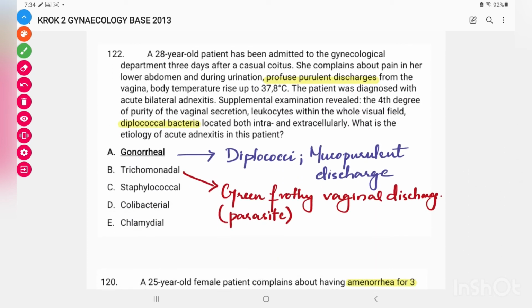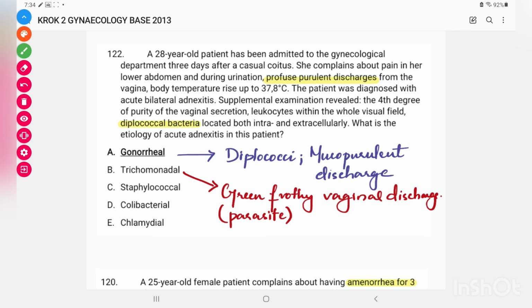Now, a 28-year-old patient had been admitted to the gynecological department 3 days after a casual coitus. She complains about pain in her lower abdomen and during urination. Profuse purulent discharges from the vagina. Body temperature rise up to 37.8 degrees Celsius. The patient was diagnosed with acute bilateral adenitis. Supplemental examination revealed the 4th degree of the purity of vaginal secretion, leukocytes within the whole visual field, diplococcal bacteria located both intra and extracellularly. What is the etiology of acute adenitis in this patient?